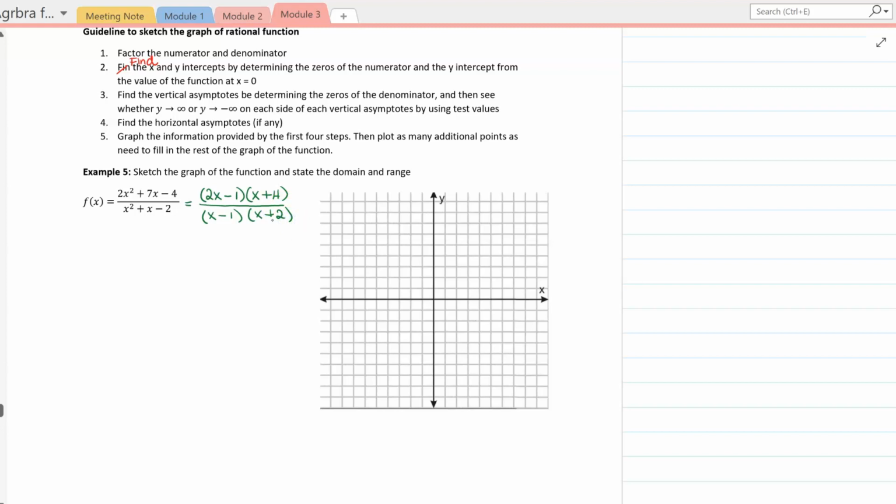So now we find the x and y intercept. The x-intercept is the value of x when y equals 0. In other words, to find the x-intercept, we let the numerator of f of x equal 0. So 2x minus 1 times x plus 4 equals 0 would then imply x equals a half and x equals negative 4. So let's put those 2 points on the graph first. x equals a half and x equals negative 4.